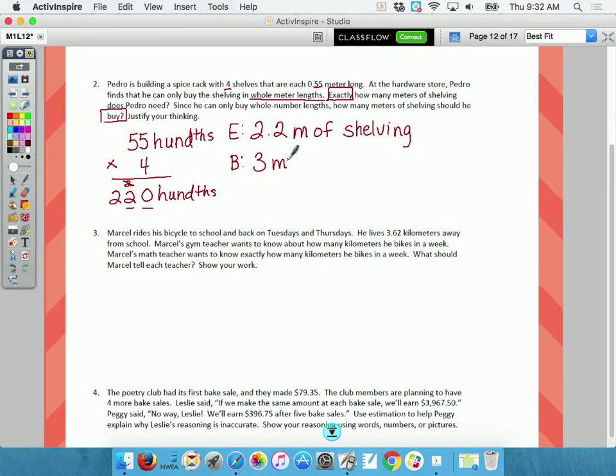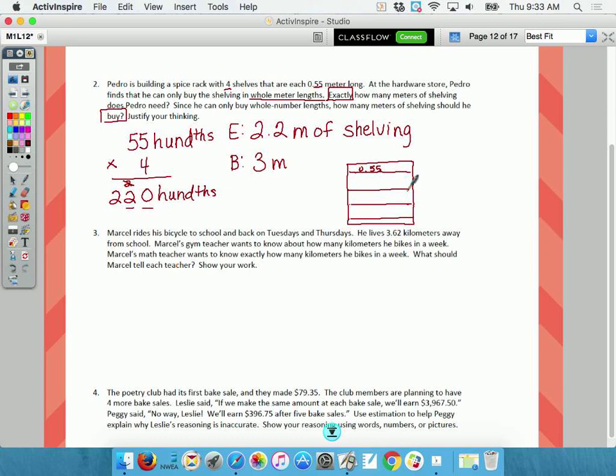Now, I'm a perfectionist, though. And since each of my boards needs to be 55 hundredths of a meter, that's a tiny bit more than half. Right? It's a tiny bit more than half of a meter. So I'm going to draw this for you, okay? And let's just say the shelves look like this. So that's like 4 shelves, okay? And each shelf is how long? 55 hundredths. So 5 tenths would be half, so it's slightly more than half, okay?